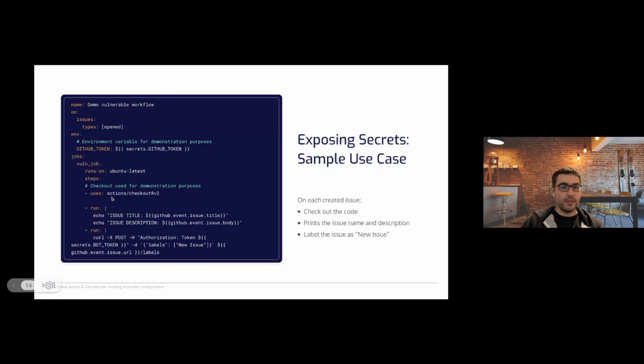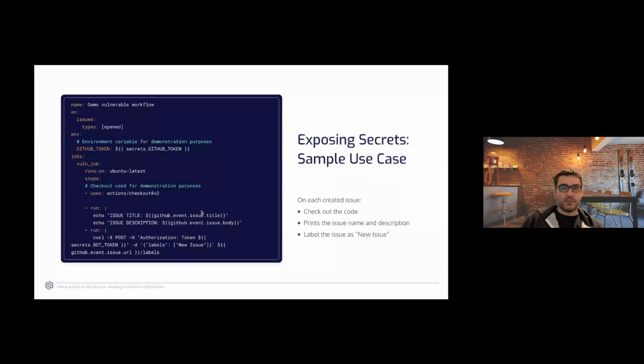The first one is an action checkout, which basically checks out the code of the repository and does a git clone to the repository. The second command will print the issue title and the description. We will soon understand why we did this. And the third command is calling a CURL to the GitHub API and updates this issue with a label called new issue.